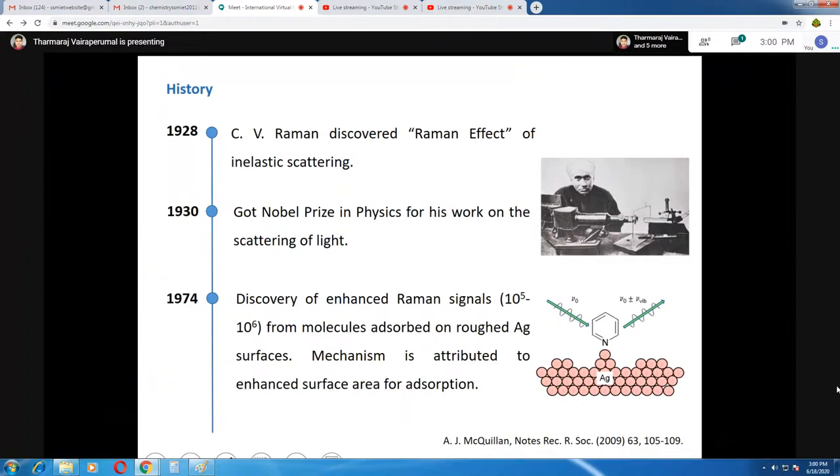In 1928, Sir C. V. Raman discovered the inelastic scattering, which is called the Raman effect. He got the Nobel Prize in Physics for this work on the scattering of light. In 1974, Fleischmann discovered an enhanced Raman signal from molecules on a rough metal surface. This mechanism is attributed to the surface of the molecules.